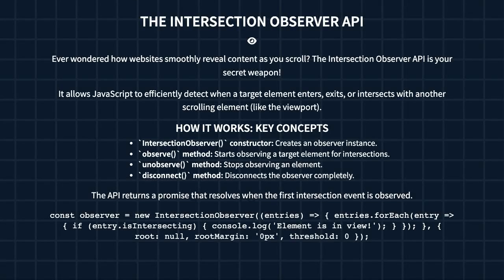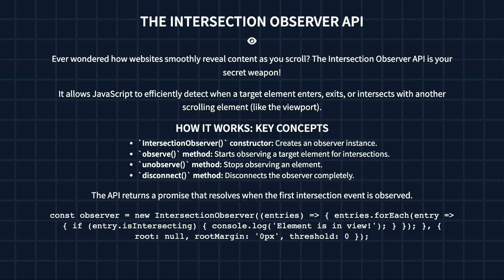Okay, let's talk about a really clever tool in the front-end developer's toolbox, the Intersection Observer API. Basically, it helps your website react to when elements come into view as you scroll. Imagine a hero image that fades in only after you've scrolled down a bit. That's where this comes in handy.